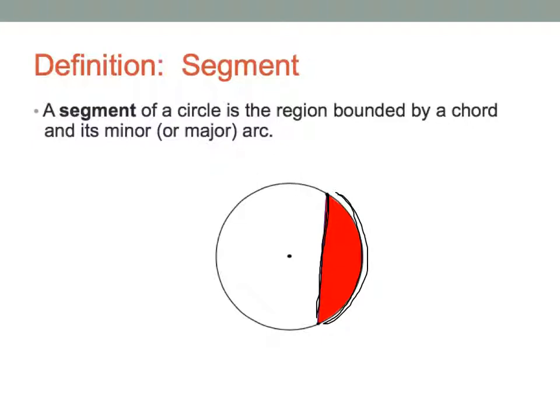Now the segment isn't just a standard segment of a line. When we're talking about a segment of a circle, we are talking about this area, the area bounded by the chord and the major, or in this case, the minor arc.